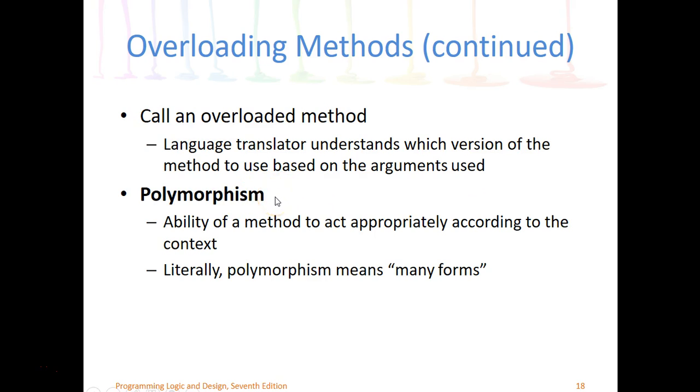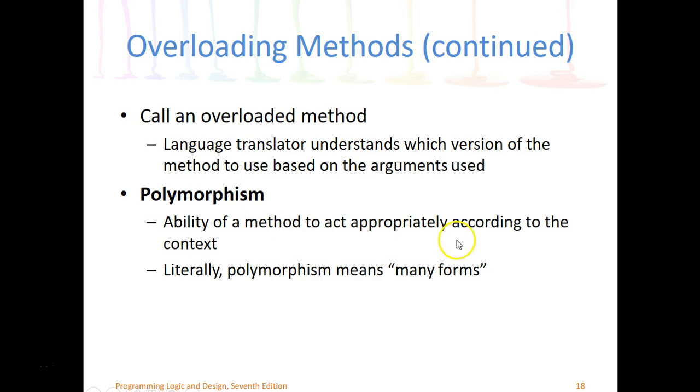Polymorphism is a word that literally, well, think of poly means many, and morphism is forms, so it's many forms. So it's an ability for a method to act according to the context. And so there it is right there. Polymorphism literally means many forms.